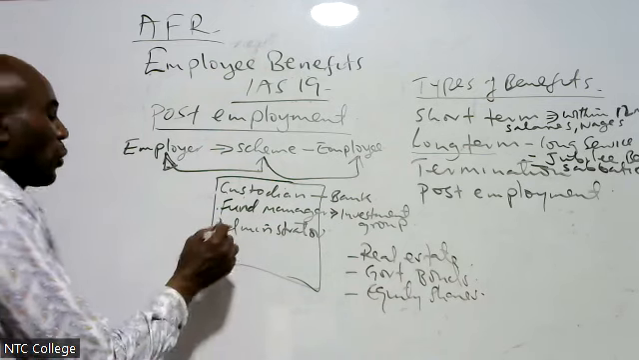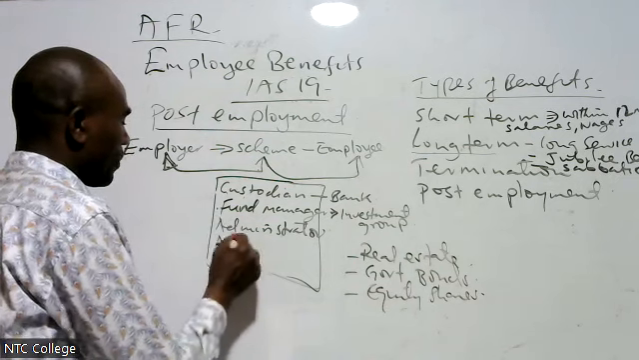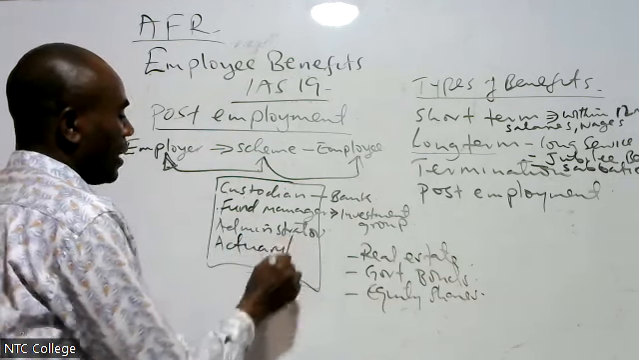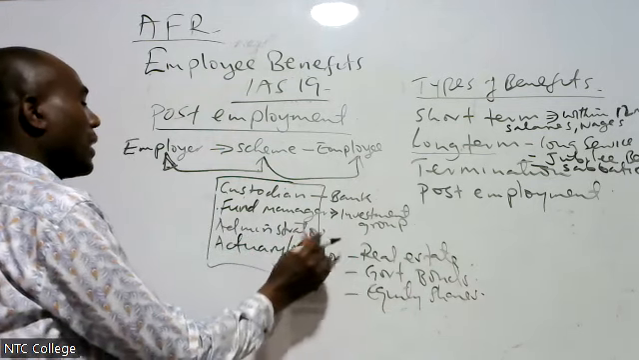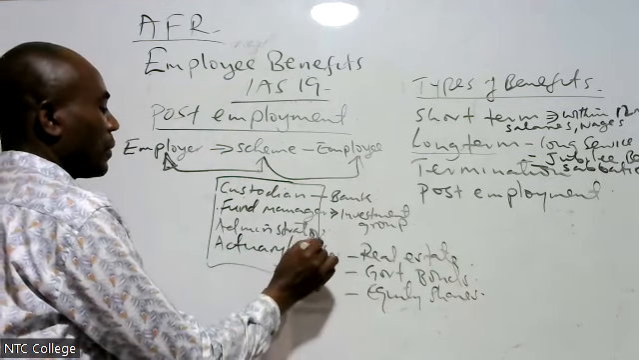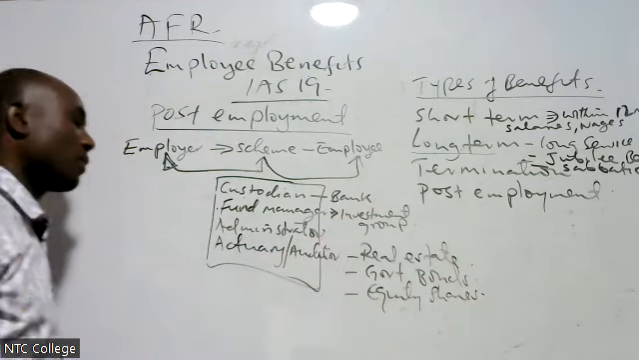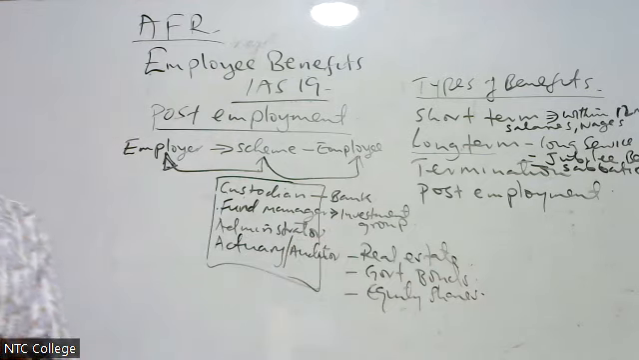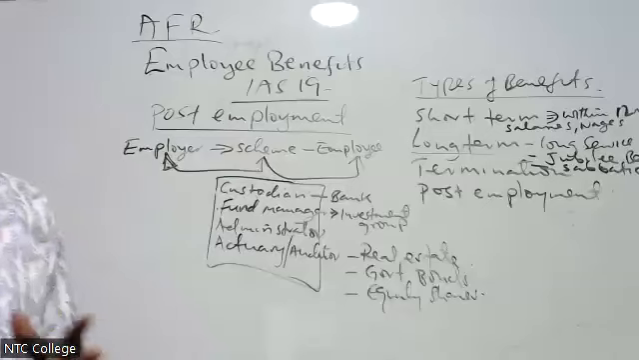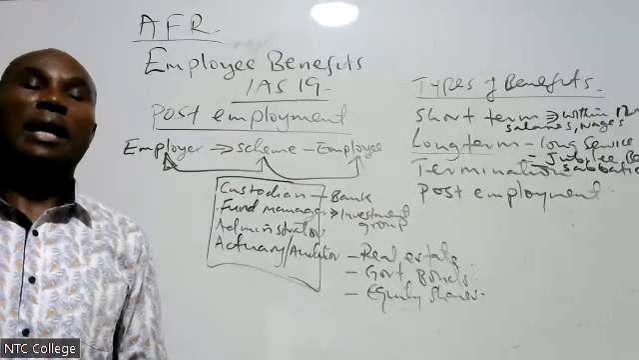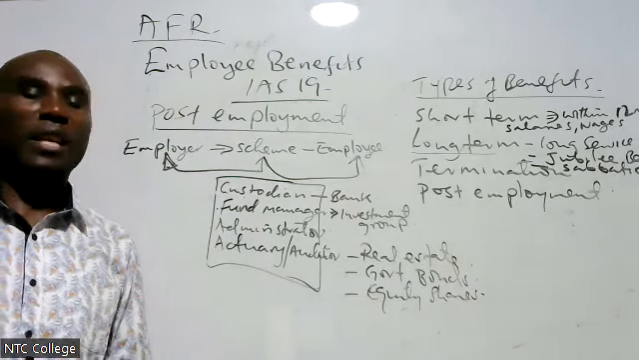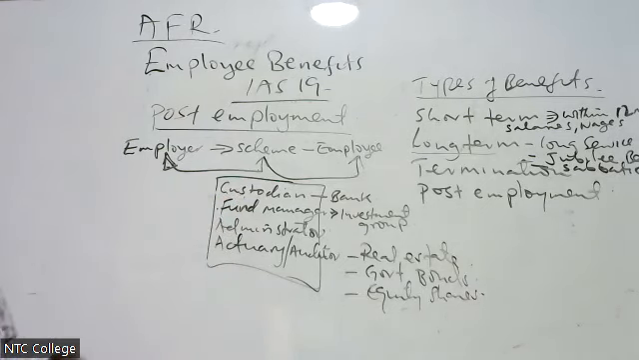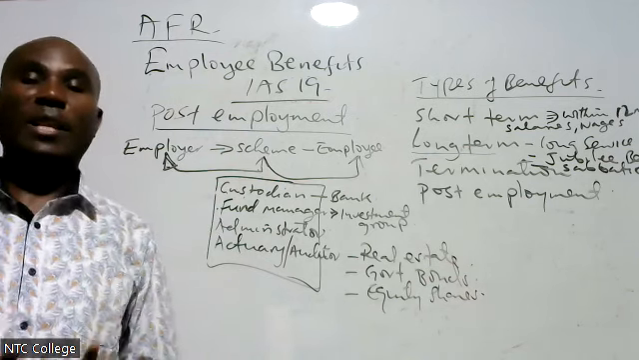Then in the scheme also, we have a person called an actuary or auditor. Now, the auditor will make sure that the assets in the scheme are kept very well. You don't misuse the assets of the scheme. For example, if you are the fund manager or the custodian, you are not misusing the assets of the scheme.